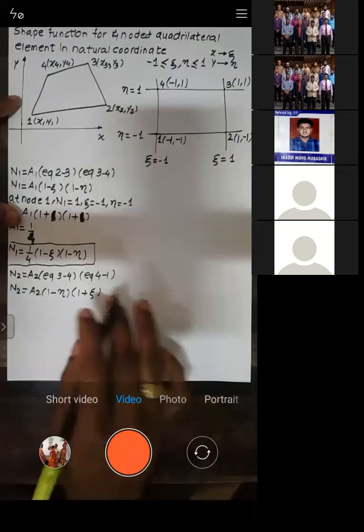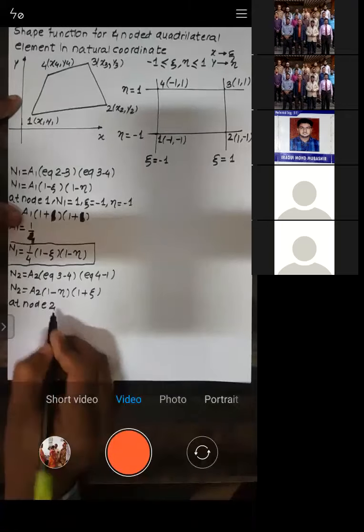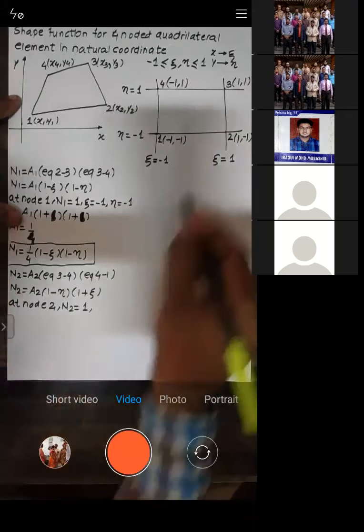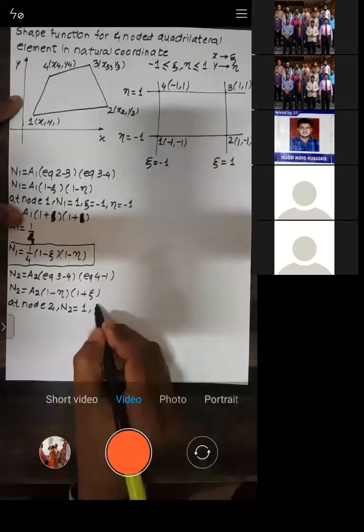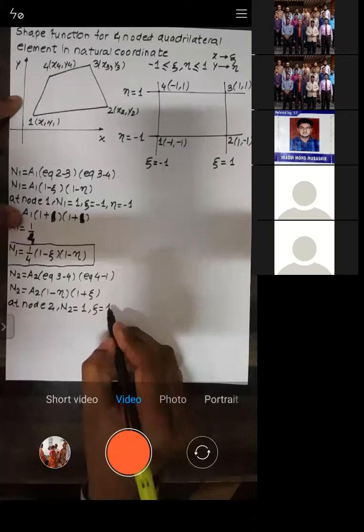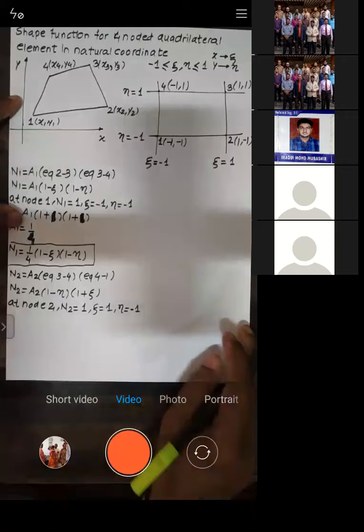So let's put the values now. So at node 2, what is the value of N2? Obviously, at node 2, N2 is 1. What is the value of zeta? Zeta is equal to 1. See here, zeta is equal to 1. What is the value of eta? Eta is equal to minus 1, right?